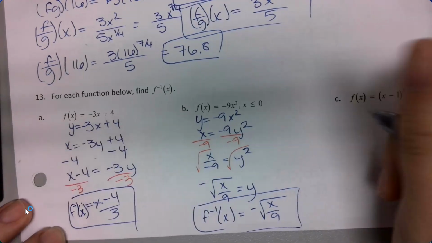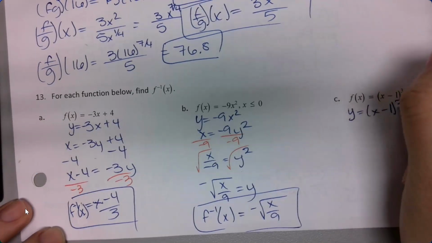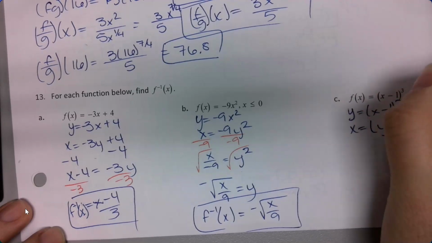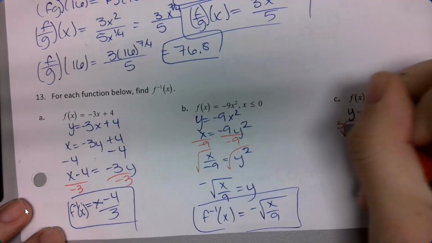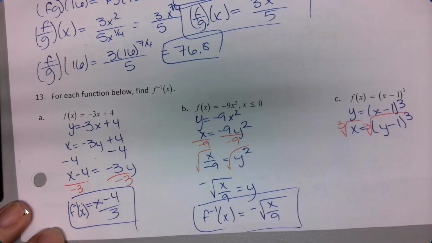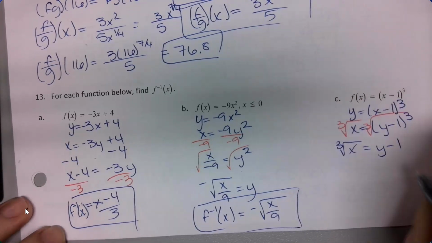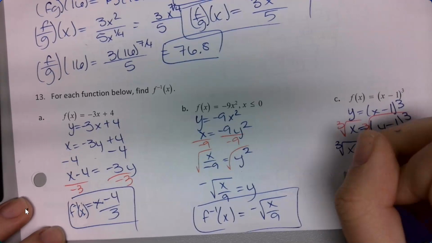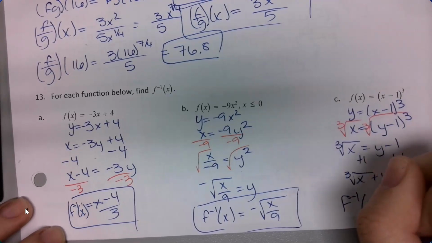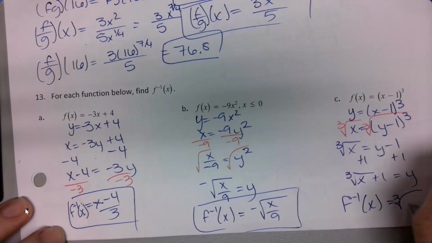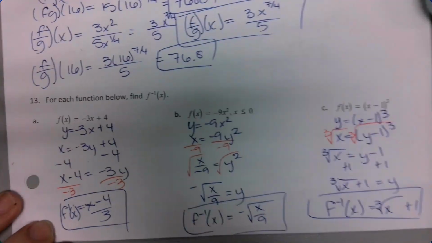Same idea on c, so I have y equals (x minus 1) cubed. Switch my x and y. First thing I want to do here is take my cube root. So I have the cube root of x equals y minus 1. Then I want to add 1 to both sides. I have the cube root of x plus 1 equals y. So my inverse notation equals the cube root of x plus 1.